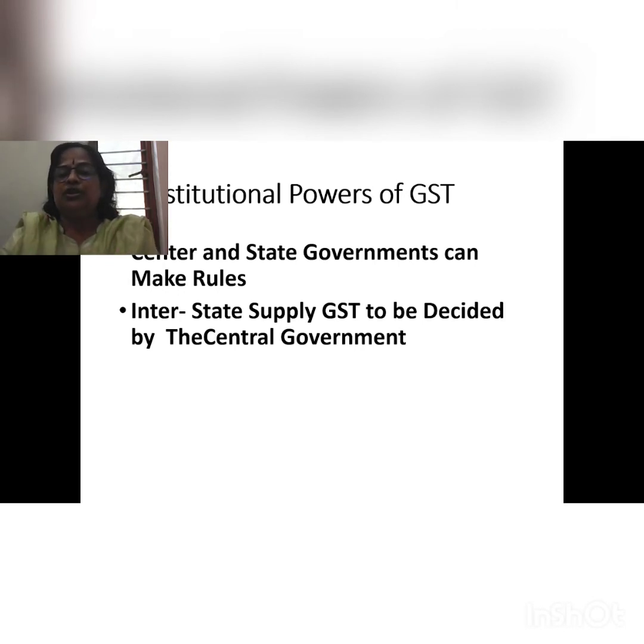Earlier, this constitution, that is why GST was introduced as a constitutional amendment. Now, center and state governments can make rules regarding GST because certain taxes under GST the state government is collecting, and certain interstate supply taxes the center is collecting. So, center and state governments can make rules. Interstate supply of GST is to be decided by the central government. So, wherever the central government can make rules, through the constitutional amendment, the central government is getting the power. Similarly, the state government is also getting the power. This is an important feature of GST.